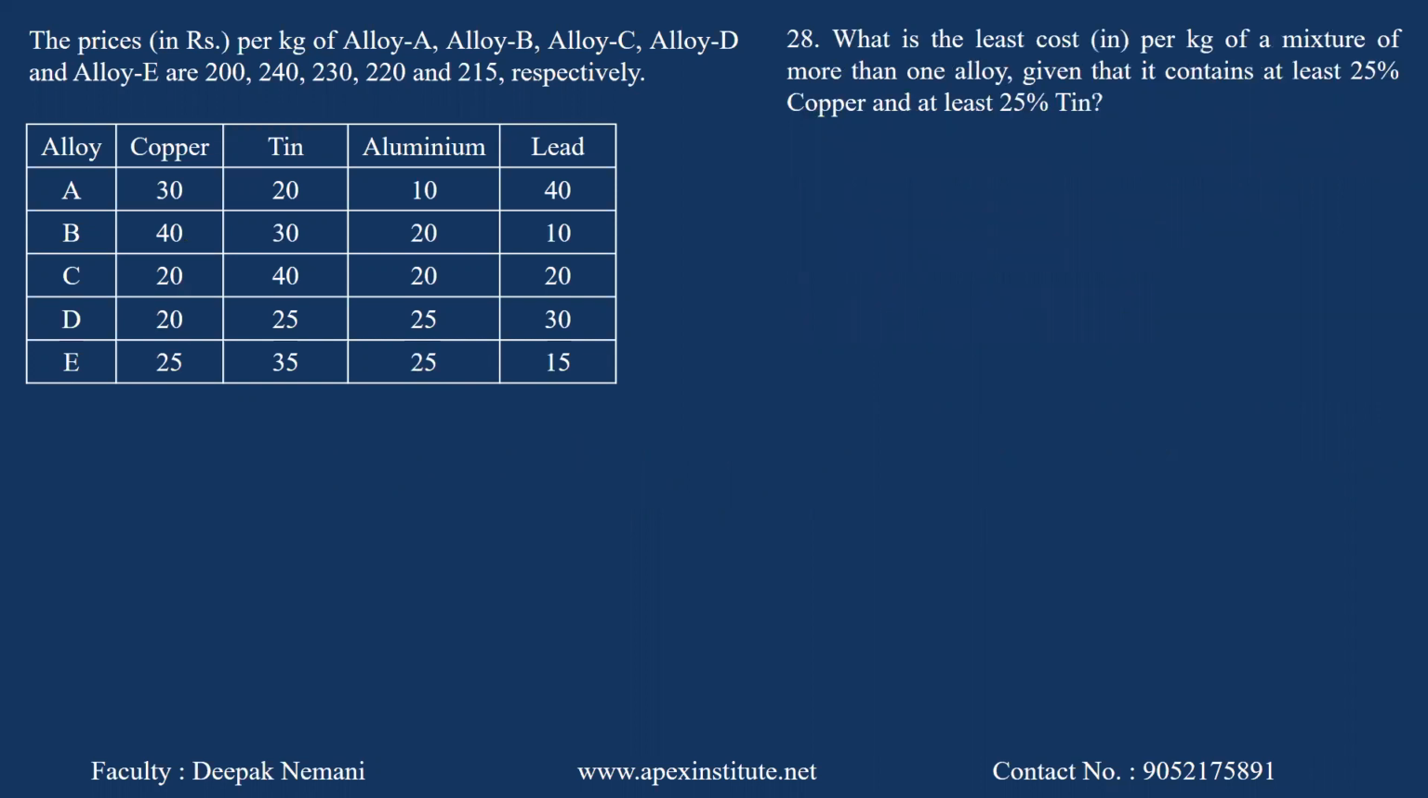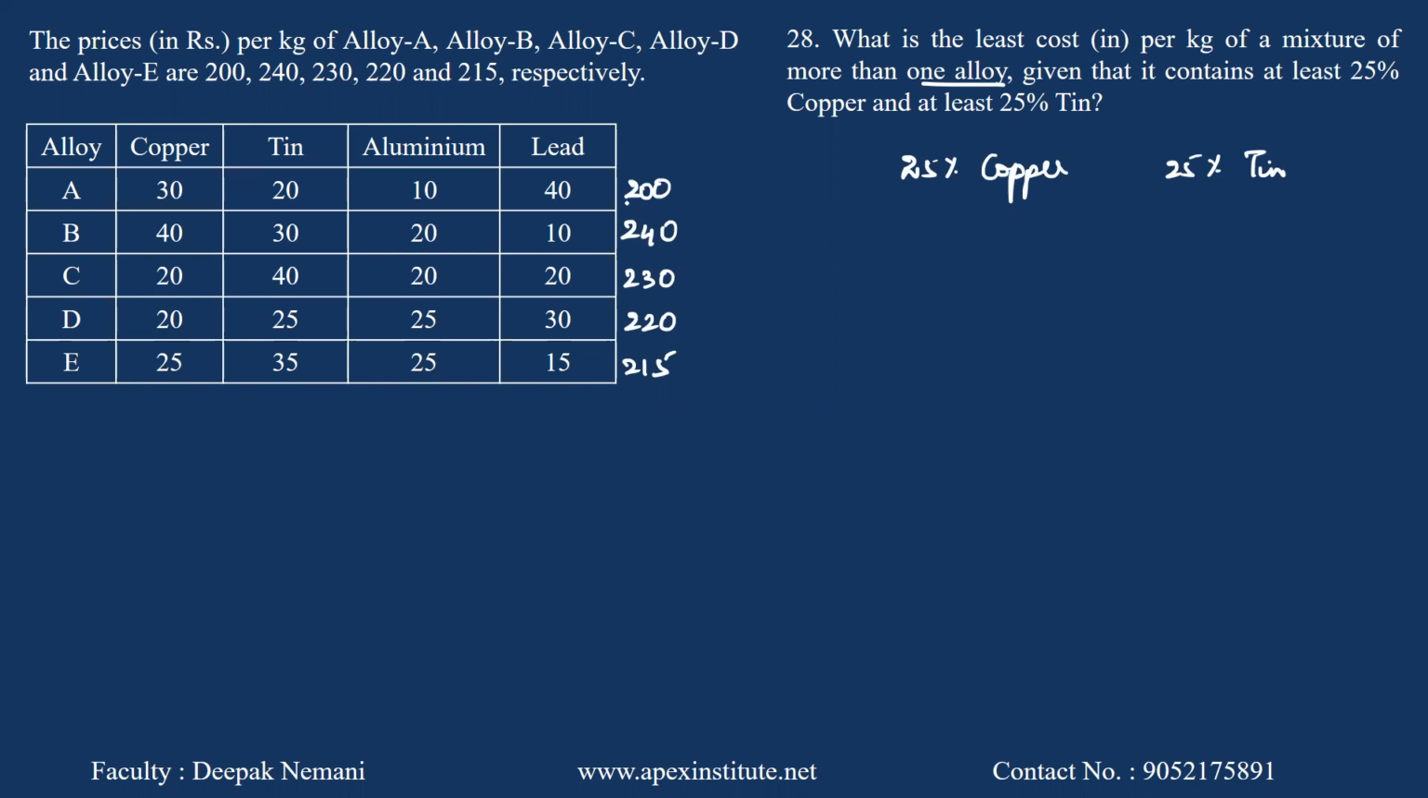Now 28. What is the least cost per kg of a mixture of more than one alloy, given that it contains at least 25% copper and at least 25% tin? And we are given that the price of 1 kg of alloy A is 200, this is 240, then this is 230, then this is 220 and 215 respectively. And you need to find a mixture of more than one alloy, given that it contains at least 25% copper and 25% tin.